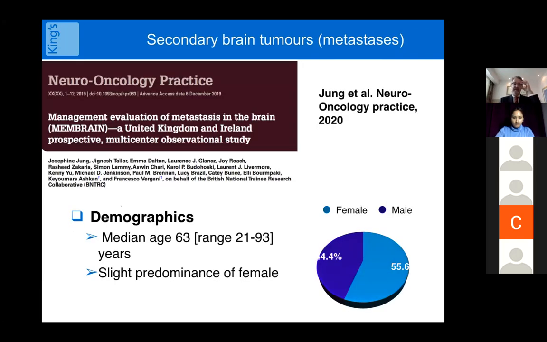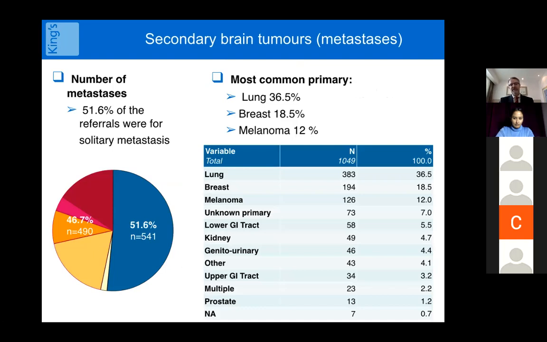And we did a study at King's, we coordinated rather a multi-center observational study that enrolled many units from the United Kingdom, and we collected data about brain metastases. So you can see that the median age of patients diagnosed with a secondary metastasis to the brain is about 63 years old. So we are in a relatively elderly population, and there is a slight predominance of female patients. Usually 50% of the metastases are single, and in the rest of the patients you have multiple metastases, whether 2 or more.